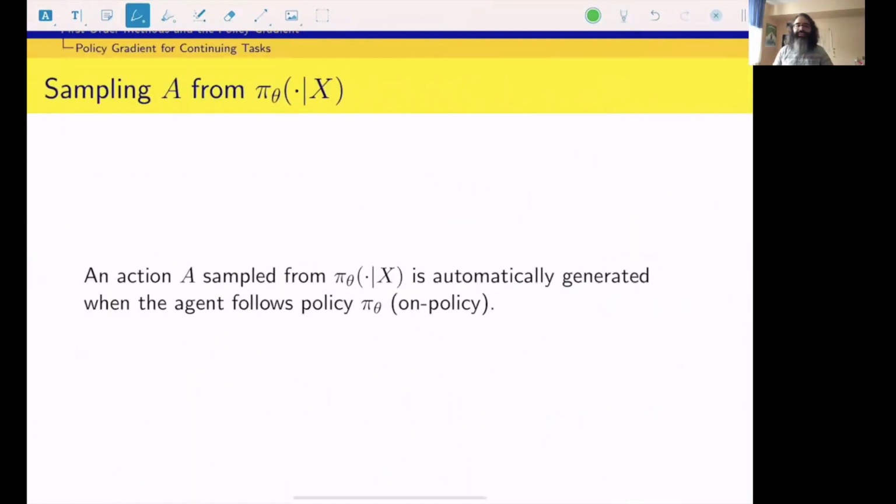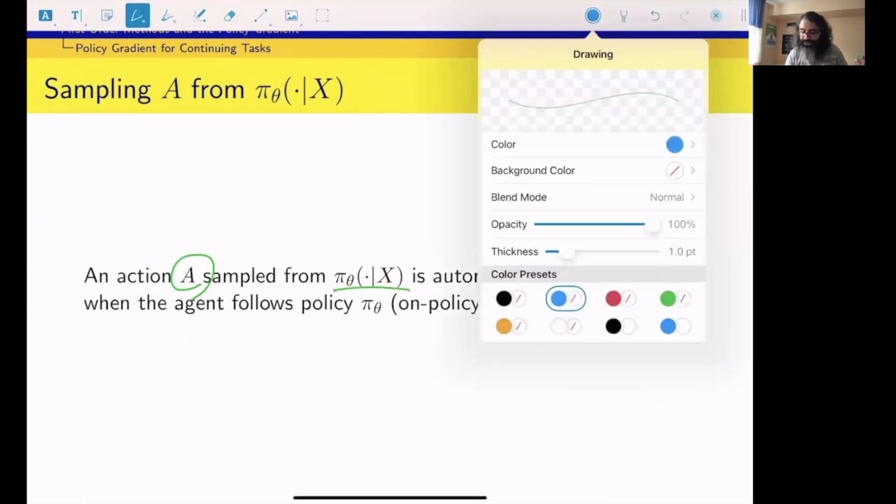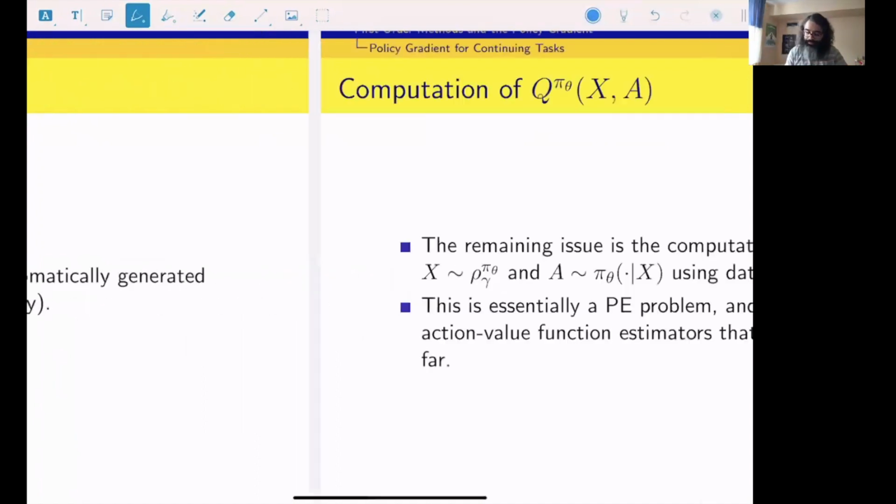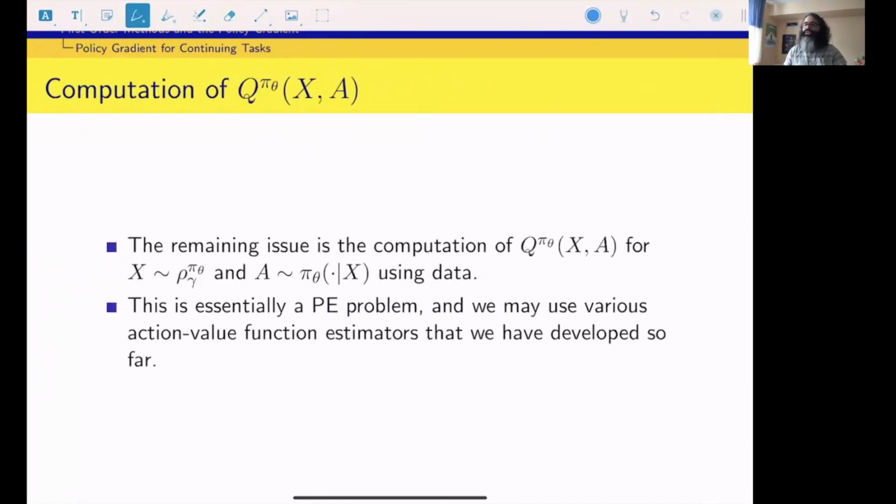The other comment is about sampling from policy pi theta. This is not an issue if we are in the on-policy case, where the agent is actually following policy pi theta, because the sample A that is generated is coming from the same policy. So this is easy. The other issue, which is the important one, is computation of Q of pi theta of X and A. So how should we compute this?